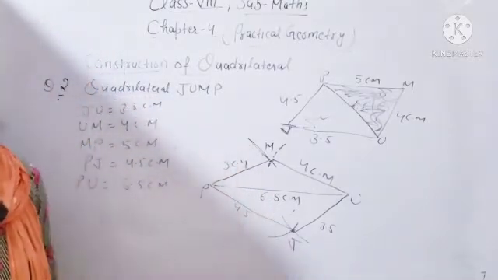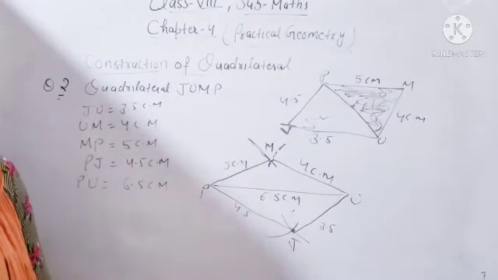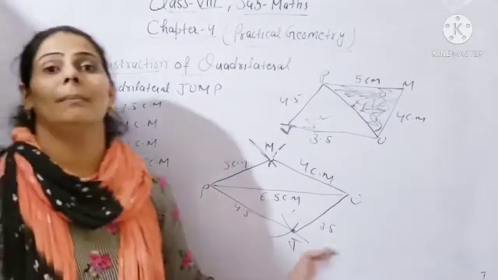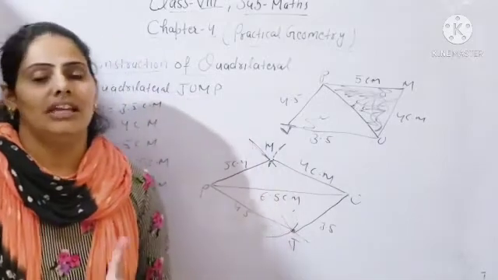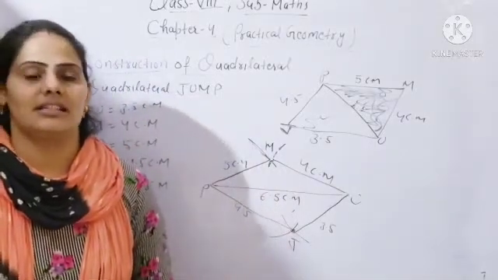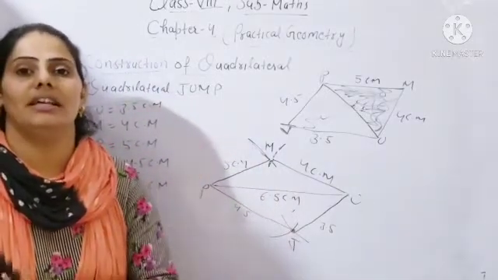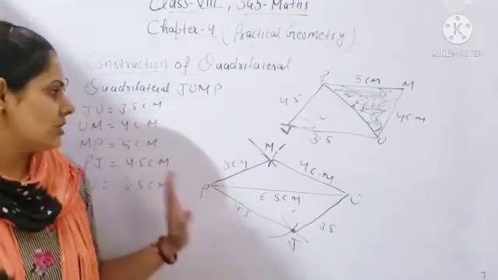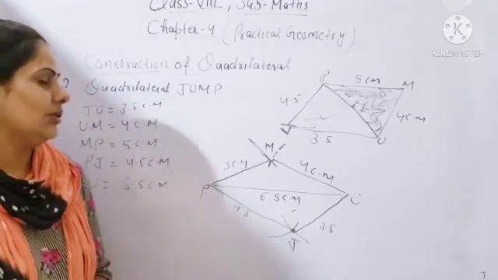So like that, step by step, you can write the construction also. Okay, so I am not writing the construction, but you have to write it in your notebook. In all the questions, you have to write the construction also step by step, what you have done in the question. So this is your required quadrilateral JUMP.